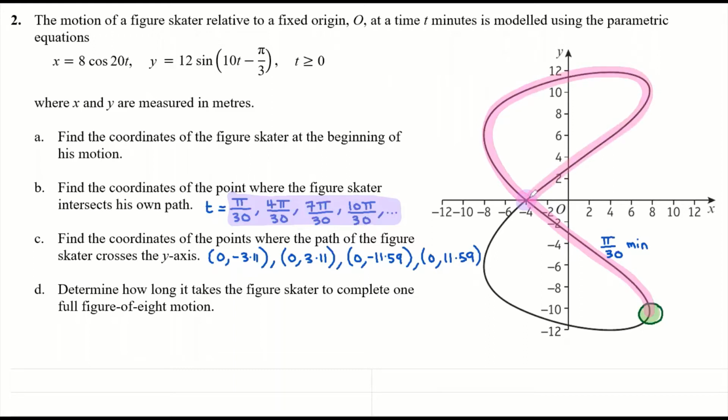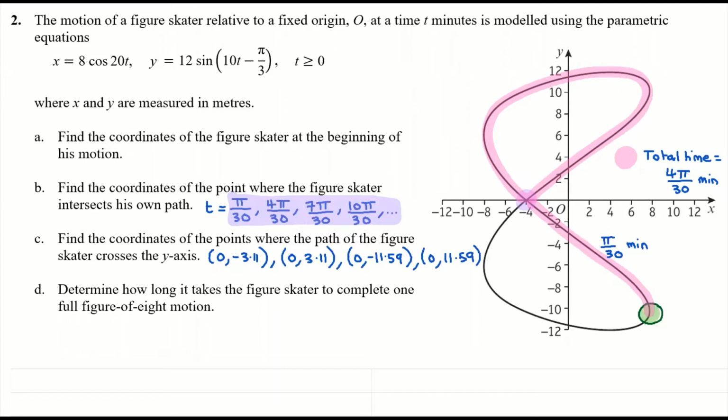So that means that the second part of the journey, by the time he gets to that point again, the amount of time that's elapsed in total is 4 pi over 30. So if I just do a little key here, the total time for this pink path that I've highlighted would be 4 pi over 30 minutes.